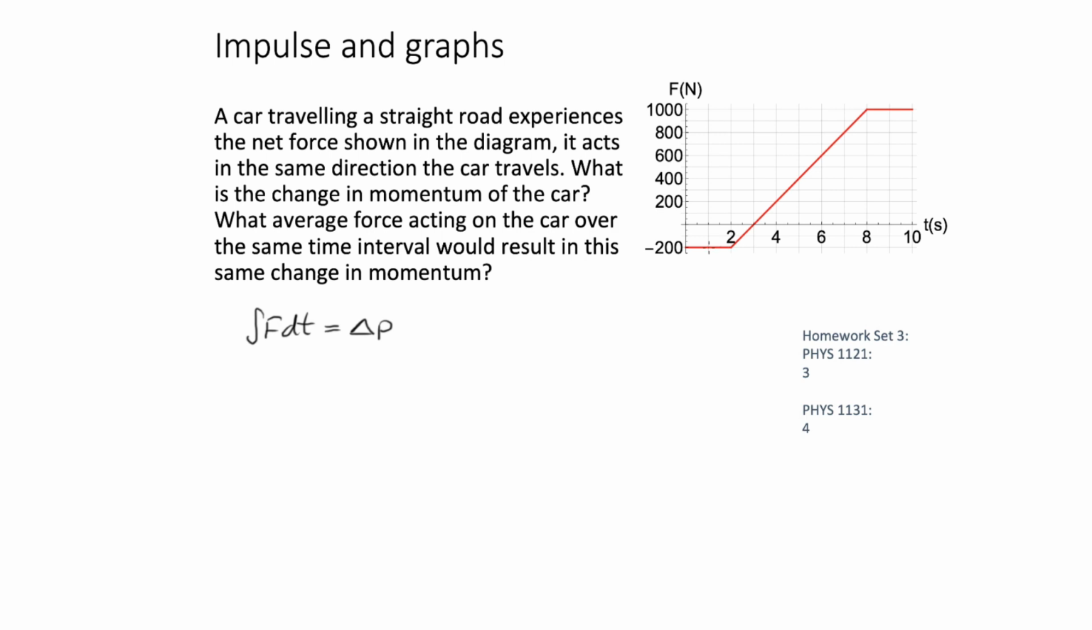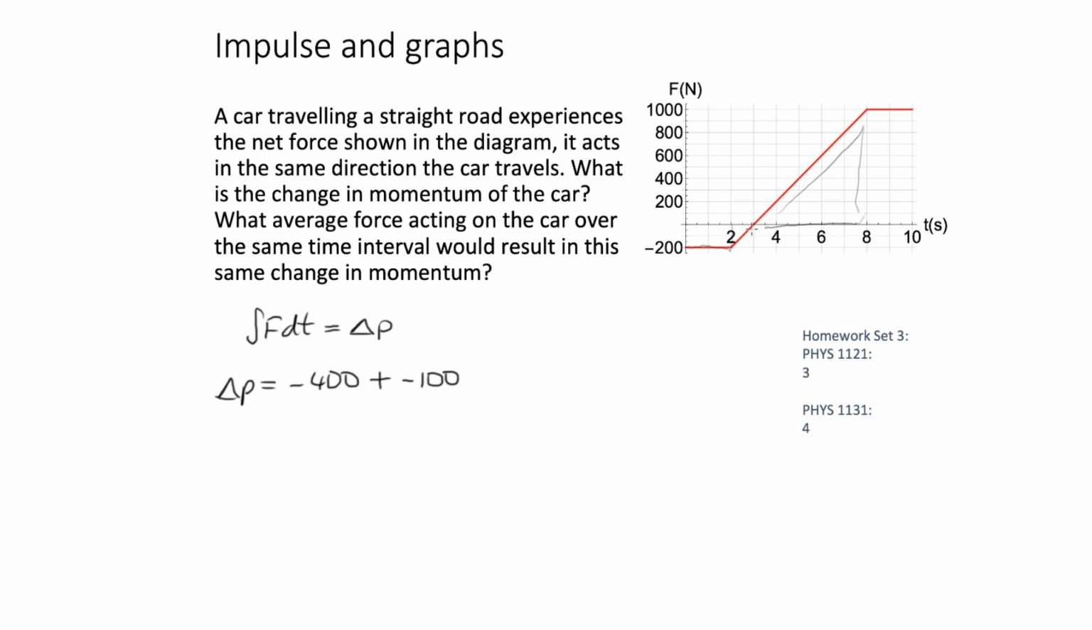We know that the integral is just the area under a force versus time graph. So we can start by working out this area here. This is 2 seconds at minus 200 newtons, so this one here is minus 400. So we can say minus delta P is equal to minus 400. And then we've got this triangle here, which has a length of 1 and a height of minus 200. So that's minus 100.